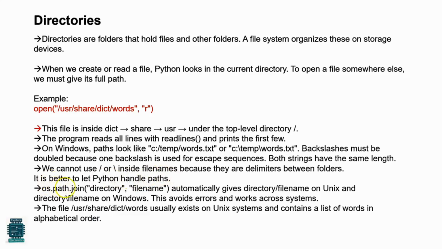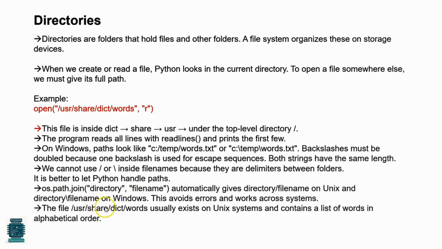For example, os.path.join(directory, filename). By giving this, it will automatically give directory/filename on Unix and directory\filename on Windows also. This avoids errors and works across systems. If I specify the wrong path name, it doesn't open the file. That's why it's better to use os.path.join with the directory and the file name. It will automatically give directory/filename on the Unix side, and here it is for Windows.